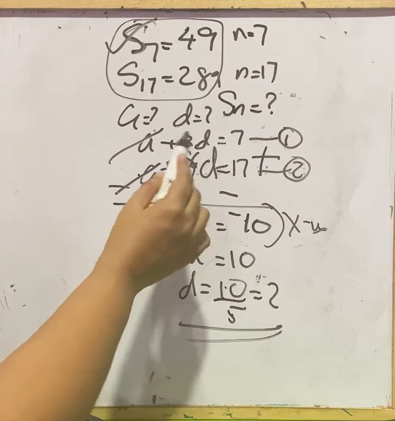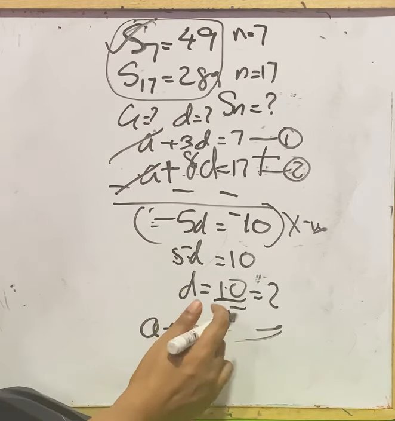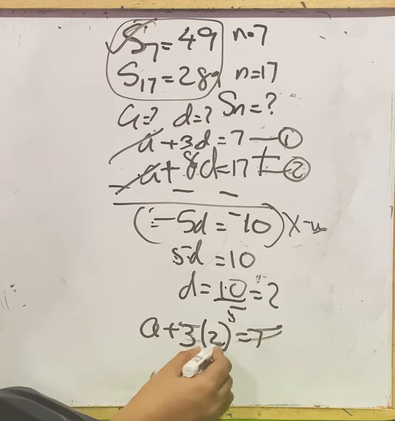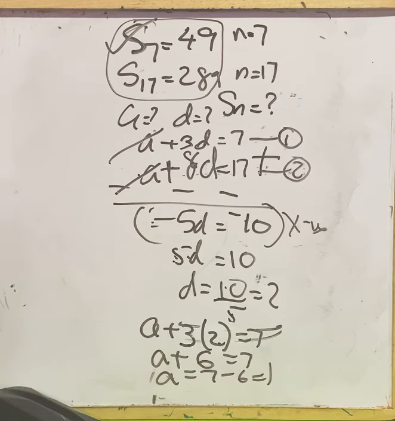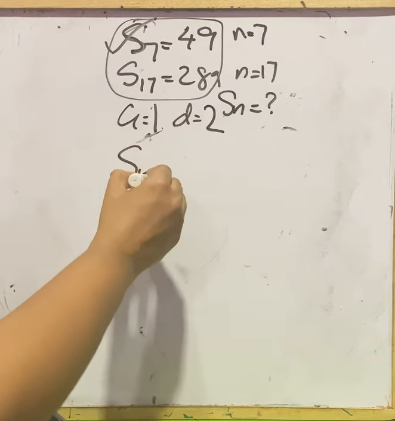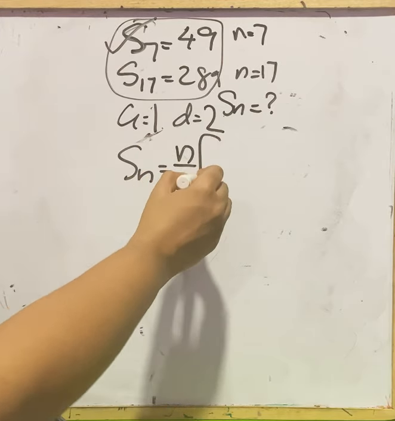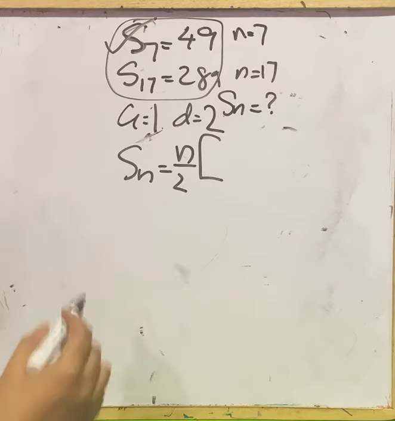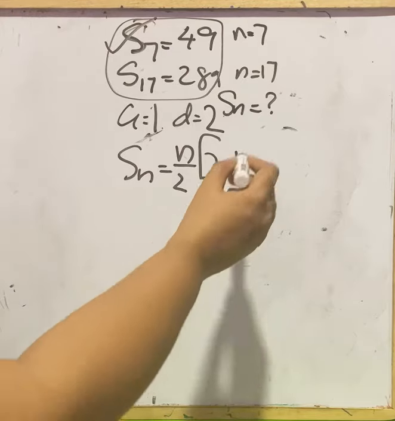Now apply it in either of the equations. A plus 3D, 3 into D is 2, equal to 7. 3 twos are 6. A plus 6 equal to 7. Now A equal to 7 minus 6 equal to 1. The value of A is 1 and the value of D is 2. Now we can find the Sn. Now Sn equal to n by 2. n we don't know. n by 2 into 2A. Here A is 1. So 2 into 1 is 2. Plus n minus 1. We don't know n.